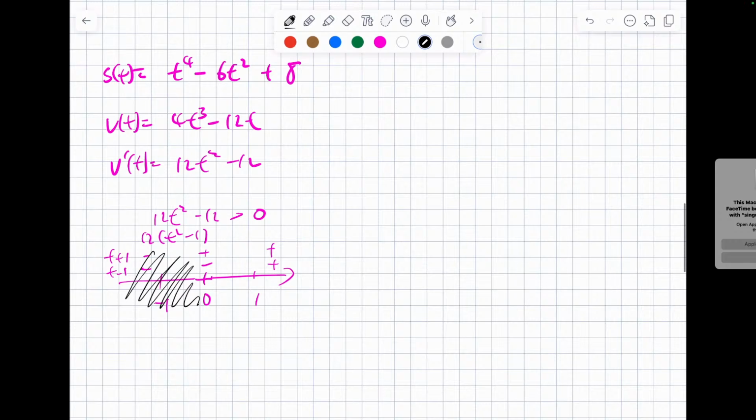So then you say the answer is going to be 1 less than t less than square root 3, because that's the best option. That makes sure velocity is positive. You don't have to compare acceleration and velocity.